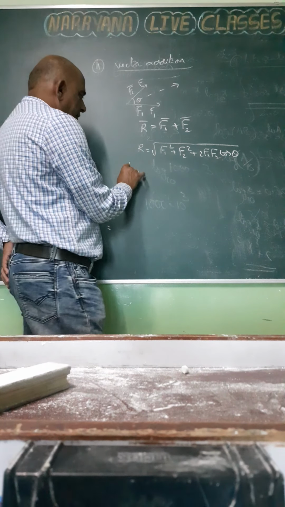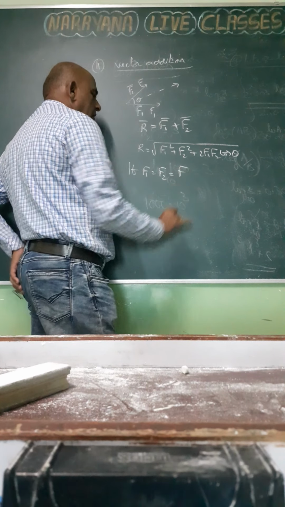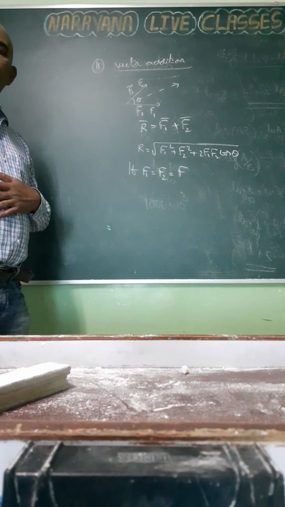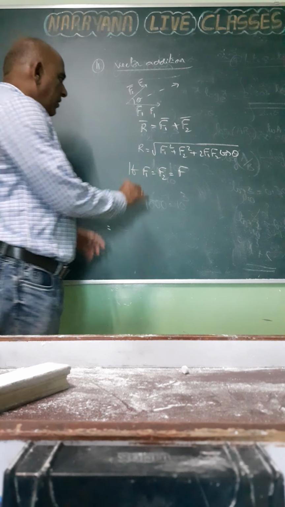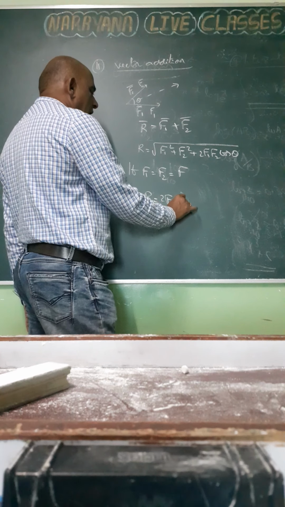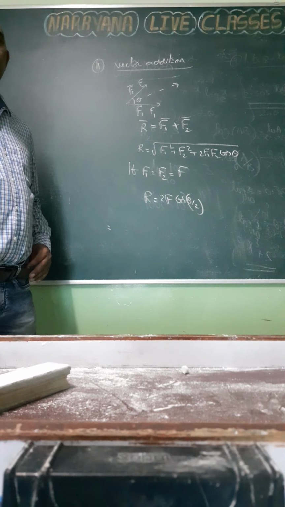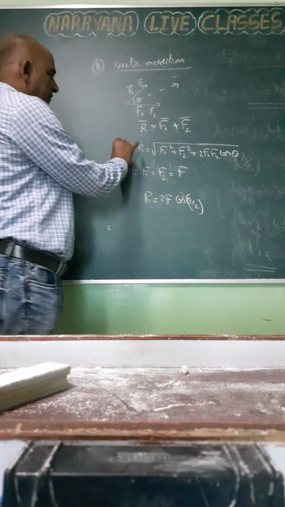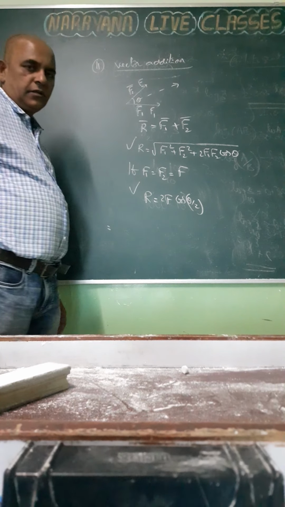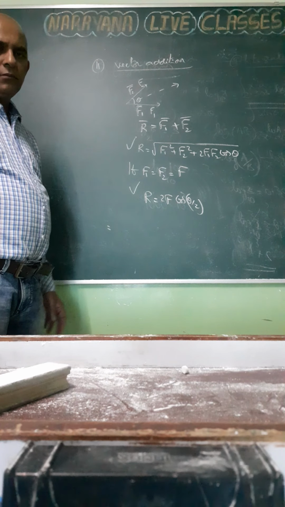And if F1, F2 are equal to F, that is, the magnitudes of the two vectors are equal, then this formula becomes R is equal to 2F cos theta by 2. So two formulas are there for addition of vectors: if magnitudes are unequal and if magnitudes are equal.